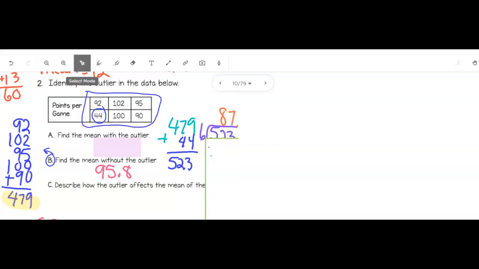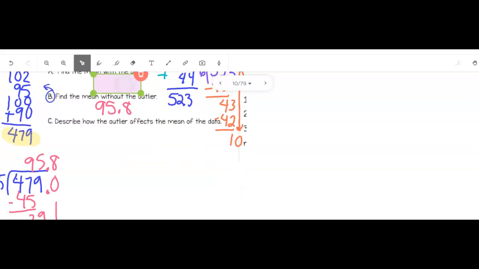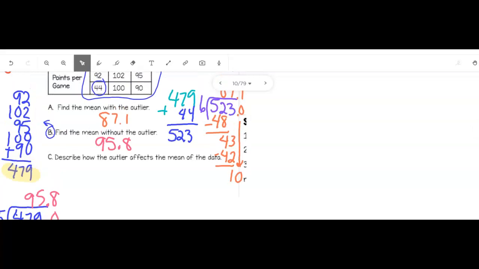523 divided by 6. I only took it out to one place to the right of the decimal. That's all we have to take it out. You get 87 1/10 for the amount with the outlier. So with the outlier, our mean or average was 87 1/10. Without the outlier, it was 95 8/10.